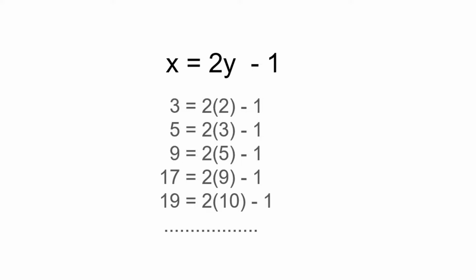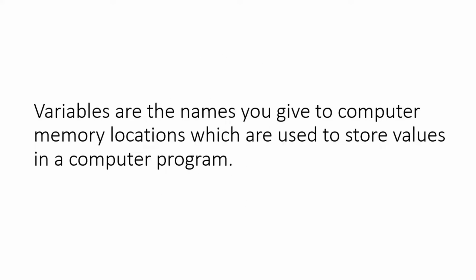So first of all, let me define what a variable is. Variables are the names you give to computer memory locations which are used to store values in a computer program. Now, if you want to understand the concept of these variables with a small example, just keep watching the video. So let's get started with that.